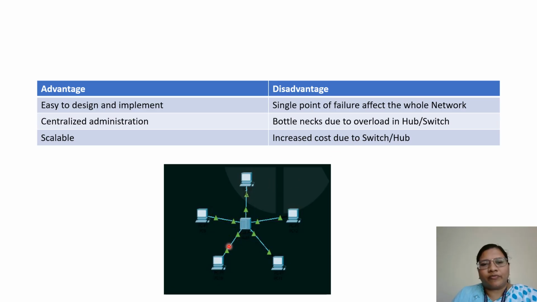And increased cost due to the switch. When I have 5 nodes, I need to connect a big switch. When I extend my nodes, the usage of the switch and hub will be more, and so the cost will increase. So these are all the disadvantages of the star topology. Star topology is mainly central management, central administration, where each and every node is connected to the central hub or switch.